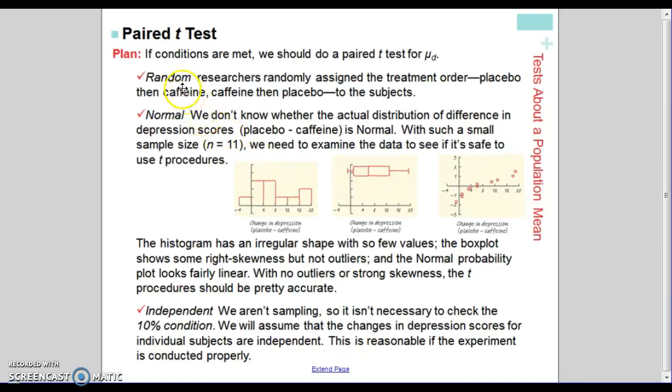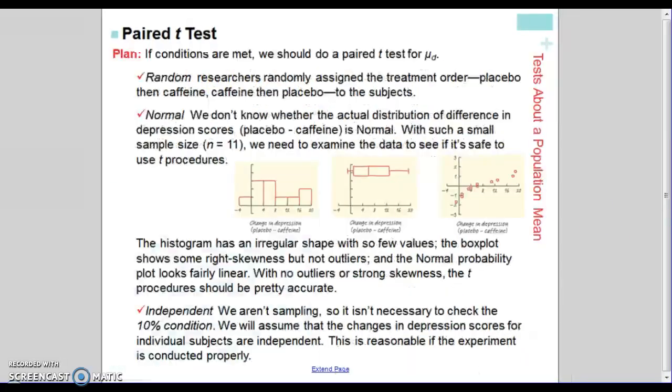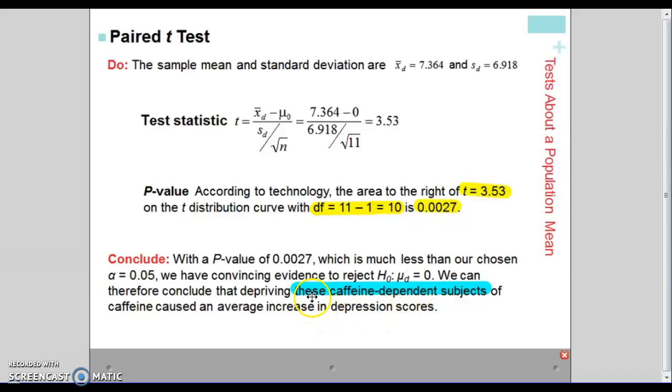So does that mean I should have said we don't meet the random condition? Well, no, there was something that was random, and that was the order of the treatments. So it was a randomized experiment, it's just that these subjects were not obtained through randomization. So I'm still fine running the test, but in the end, my conclusion can only be made about these people.